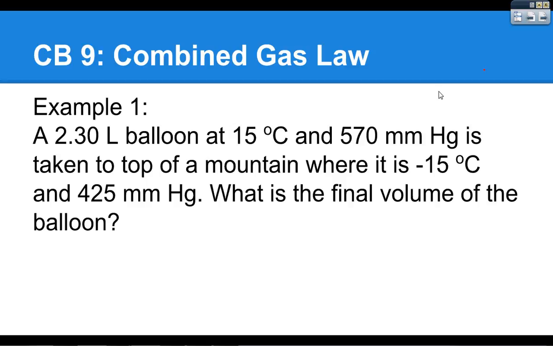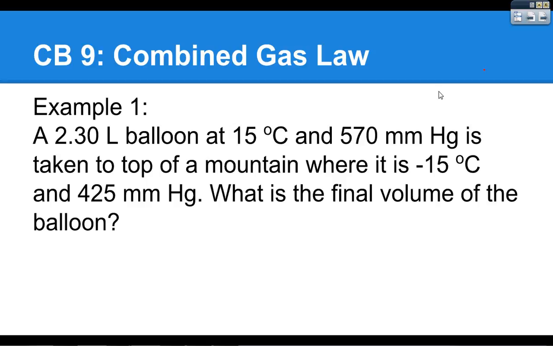Okay, so you've jotted this example down in your notebook, and it says that you have a 2.30 liter balloon that's at 15 degrees Celsius and 570 millimeters of mercury. So we've got a volume, a temperature, and a pressure. It's taken to the top of a mountain where it is negative 15 degrees Celsius and 425 millimeters of mercury. What is the final volume of the balloon? As you can see here, not just the temperature changes, but also the pressure changes as well. So how are we going to deal with that? Well, we're going to deal with that using our combined gas law.